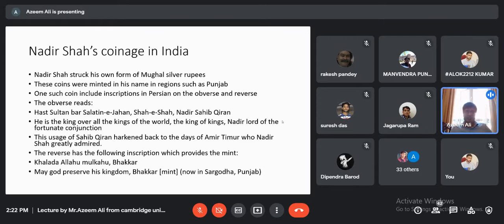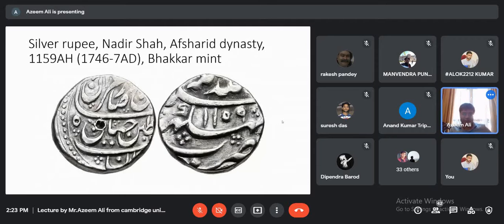The use of Sahib Kiran harks back to the days of Amir Timur, the founder of the Timurid dynasty, from which the Mughals were descended. Nadir Shah was an admirer of Amir Timur and his conquests and empire. The reverse of this coin has the following inscription, which provides a mint. Khaladu Allahu Mulkahu Baka, which means, may God preserve his kingdom, Baka, which is the mint town, which is now in Sargodha in Punjab. And this is the rupee that was struck by Nadir Shah.